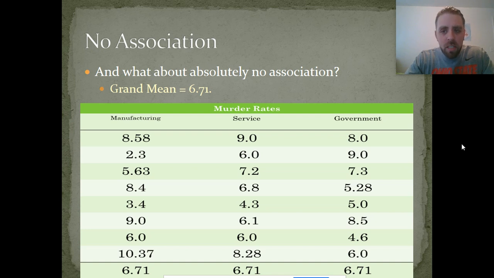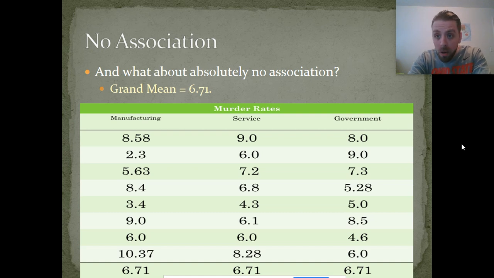What about the group mean for my service sector cities? Okay, well, I see a bunch of different numbers there, but the group mean now is still 6.71. And the group mean for government cities, a lot of variation within that group, but the group mean is still 6.71. So put another way, while there's a ton of variation in this data set, a lot of different numbers and different values in here, it's all just noise. It's all happening within the group, and there's absolutely no pattern between the groups.